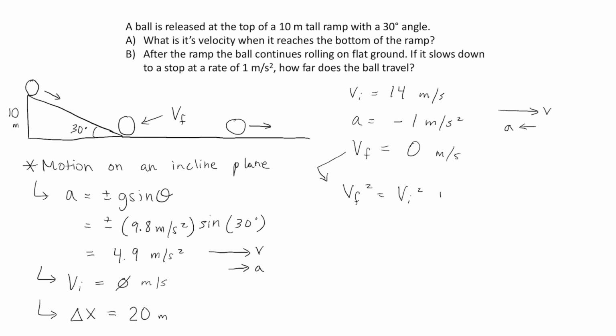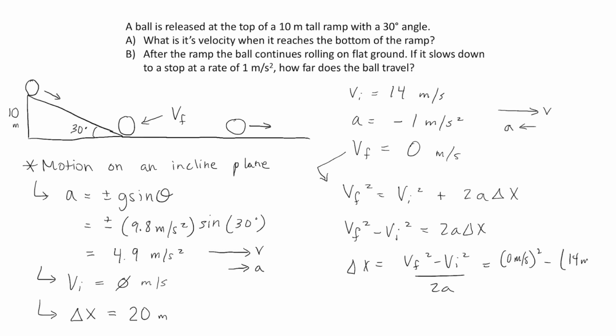We will use the Vf squared is equal to Vi squared plus 2a delta x kinematic equation, but this time we will rearrange for delta x, plug in our values, and what we find is that delta x is 98 meters. So the ball traveled about 98 meters before coming to a stop. And that's the end of this motion on an inclined plane question.